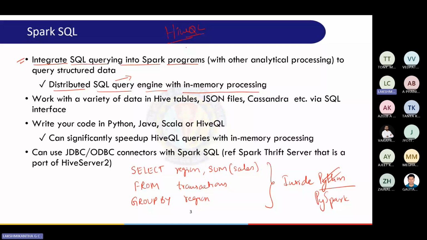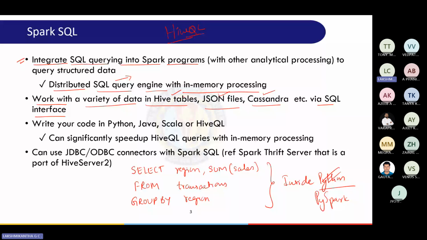And what is the third point I'm explaining here? Guys, work with a variety of data in Hive tables, JSON files, Cassandra, etc. via SQL interfaces. Listen to me carefully now. Guys, Spark SQL can read from Hive tables, JSON files, Parquet, Cassandra, JDBC. Yes, I can read data from JDBC also, guys. Or I can use cloud platforms like S3, Azure Blob, and along with that, I can read data from HDFS also. This is possible with the help of Spark SQL, guys.